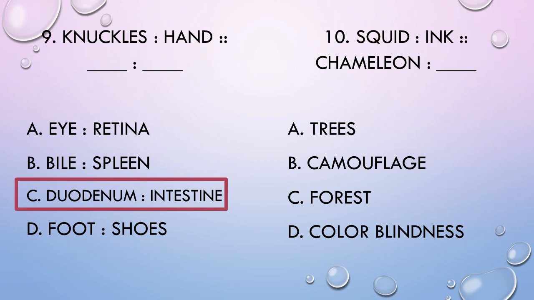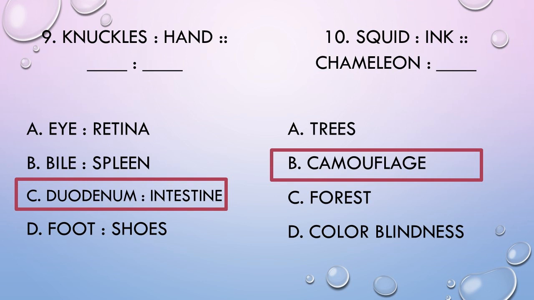Lastly, we have squid and ink. The squid uses ink for defense mechanism. What does a chameleon use for defense mechanism? The correct answer for this item is letter B, camouflage. It cannot be letter A and letter C because those two things are not defense mechanisms. Letter D cannot also be the correct answer because color blindness is a sickness.